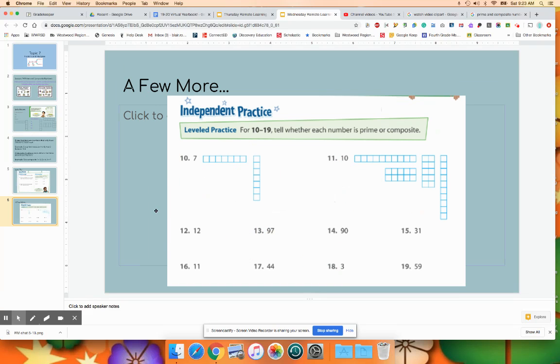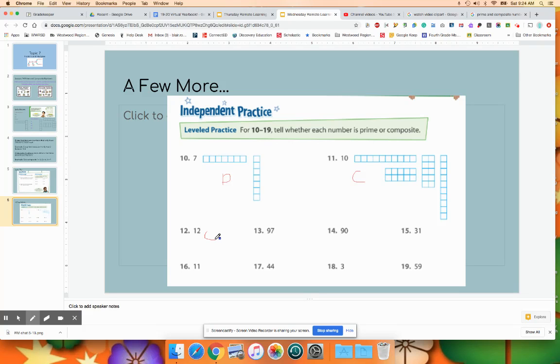So here they give us the arrays. And again, they're just asking if it's prime or composite. 7 only has 2 arrays, so I know it has to be prime. 10 has more than 2 arrays, and it's also even, so I know it's composite. 12, I know 2 is even, so 2 times 6, but also 3 times 4, so it's composite.